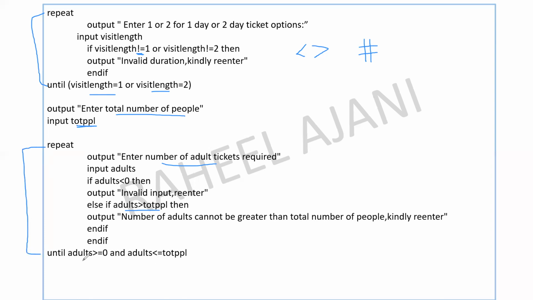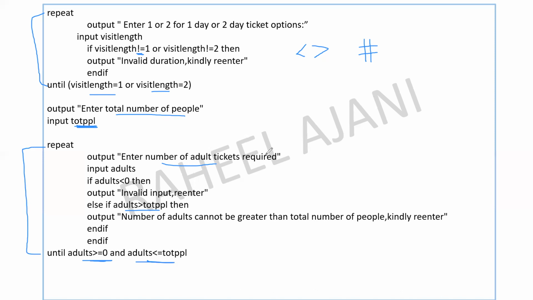So the valid entry here would be that adults either will be 0 or a positive value, and the total count of adults should be less than or equal to the total number of people. I could have done the same validation check even for total people. I could have checked that the value is positive, but then the total people count was not a part of the pre-release. So hence I avoided just increasing the code.